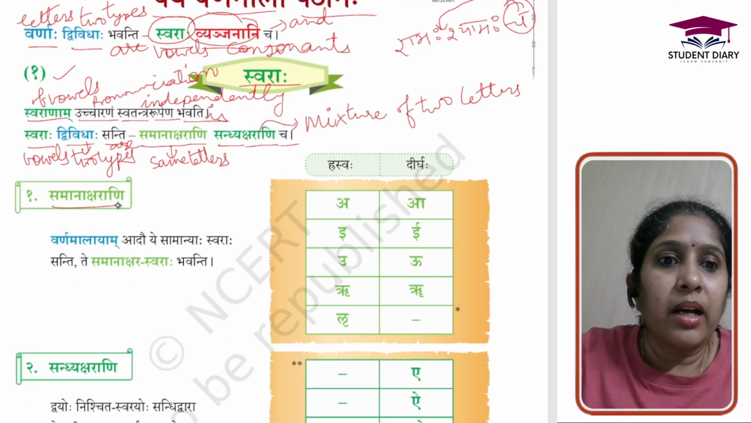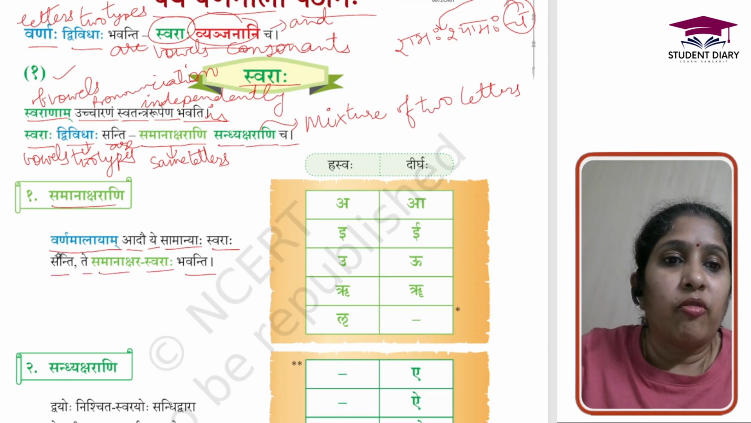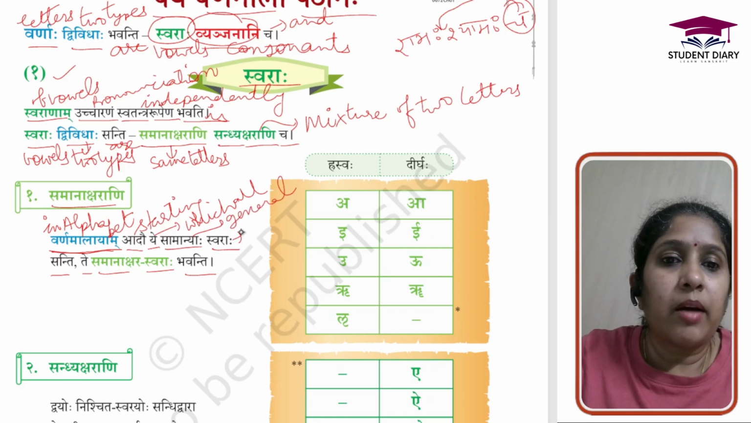Now, samanaksharani. What are the samanaksharani? Vardmalayam adav ye samanyah swaraha santi te saman akshar swaraha bhavanti. Vardmalayam means in alphabet. Adav means starting. Ye means which all. Samanyaha means general. Swaraha means vowel.